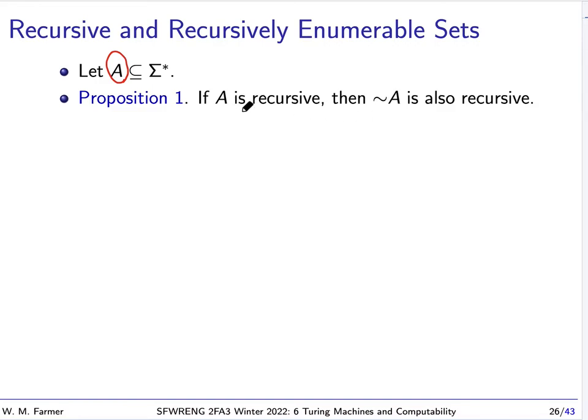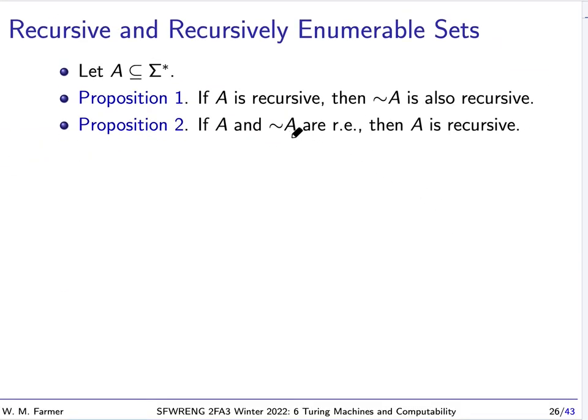So if A is recursive, there is a Turing machine, some Turing machine M, that's total, that accepts A. And that Turing machine, we can modify it by switching the accept state with the reject state, and then that Turing machine will still be total, and it will then accept the complement of A. So it's pretty clear if A is recursive, then the complement will also be recursive.